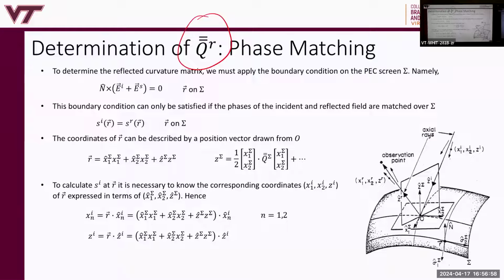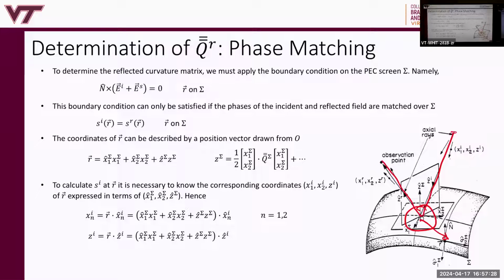We use the concept of phase matching. So to determine the reflected curvature matrix, we have to apply the boundary conditions on the PEC screen. Namely, n is this n, right? So n to the surface, or this one in particular, n. It could be at different points, right? We're talking about this point neighboring to O. So everything doesn't happen at O, right? If it was just axial rays, then we'd only have to consider O. But we have to consider neighboring points around here.